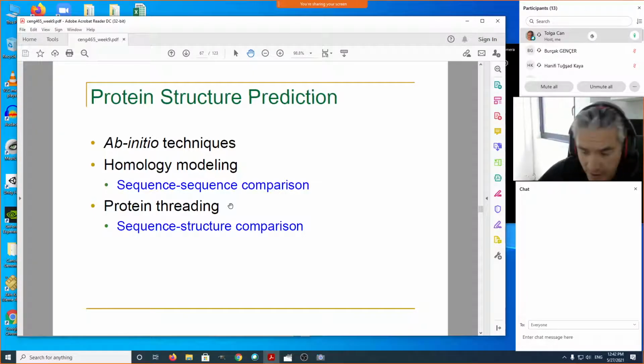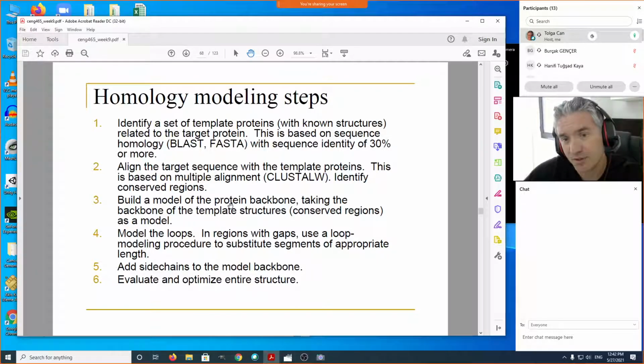In homology modeling, let's continue with the steps quickly. As I said, we are not going to go into details of all these steps. We're just going to go at a high-level overview, but just know that existing tools model these protein structures with one of those general methods. And in homology modeling, the first step is finding a template protein by just sequence similarity.